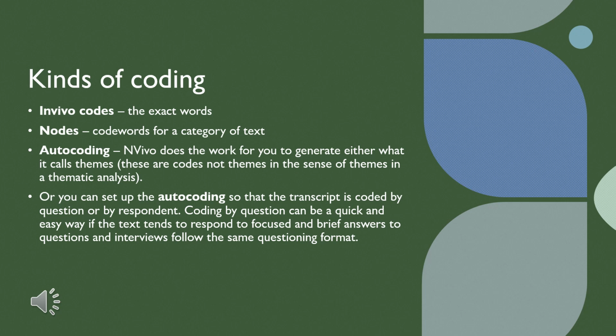Coding by question can be a quick and easy way if the text lends itself to that, such as in a semi-structured interview, but towards the structured end, where we have focused questions being asked in a set order and less conversational in style. And sometimes we may want to separate the interviewee's talk from the interviewer's talk, especially if it's very conversational in style, and autocoding can be used for that purpose, help us do that as well.